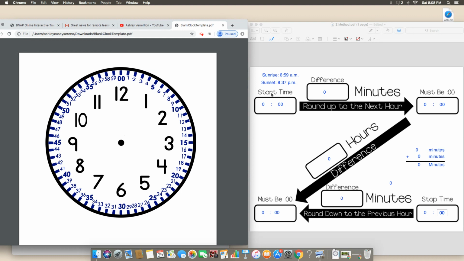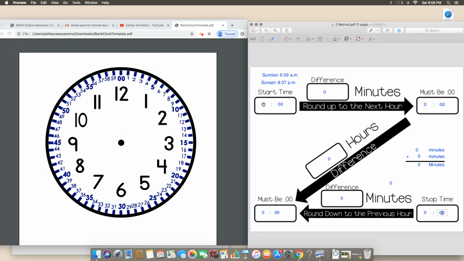The sun rose at 6:59 a.m. yesterday. So I am going to add in my time. Now, the next step is to round this time up to the next hour. So I'm at 6. I'm going to round that up to 7. So my new time is 7 o'clock. Oops, 7 o'clock a.m.